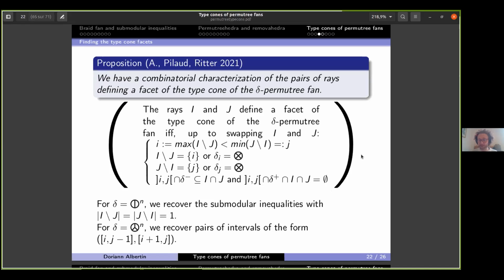And this specializes again. We recover, of course, for permutations, the submodular inequalities with this property. And in the case of the binary trees, we get a very similar condition. Actually, you can write it down in the exact same way. We are looking at intervals that only differ under extremities. So the condition is actually the same.